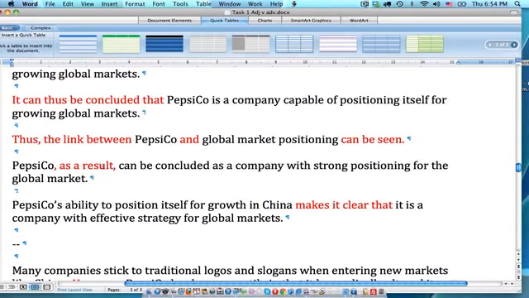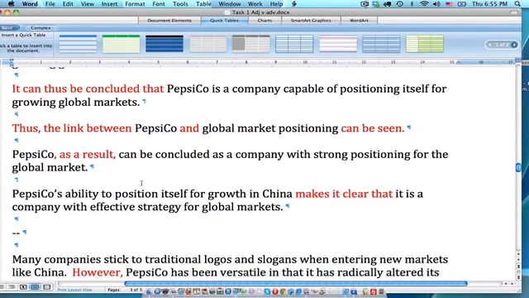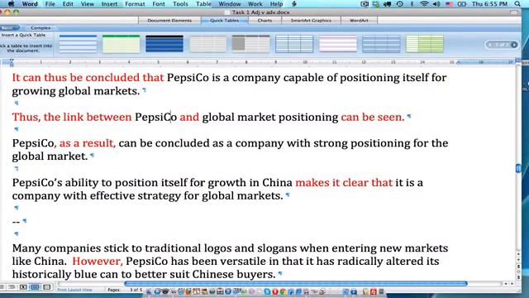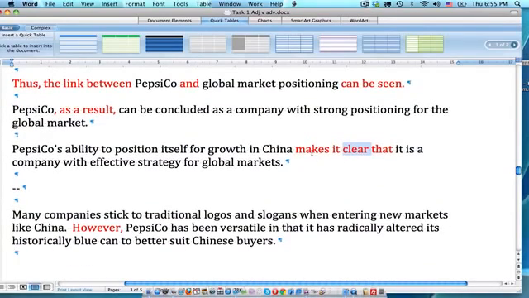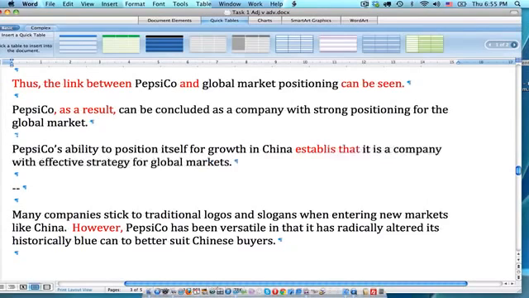Okay, all this sort of language is telling the reader that we have looked at evidence, we have discussed this evidence, and we're drawing the conclusion, and we feel they should agree that such and such is true. PepsiCo's ability to position itself for growth in China makes it clear that it is a company with effective strategy for global markets. Okay, again, using words like clear. We could change this to, for example, something like "establishes clarity that it is a company." Okay.